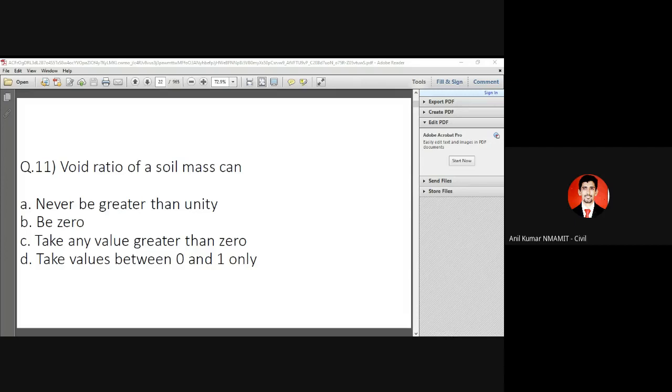Try this. I want to know what is the answer. Void ratio of a soil mass can never be, you know what is the definition of void ratio? What can be the least value of void ratio? What can be the maximum value of void ratio? Anyone? Give me the answer in the chat box, your options in the chat box.